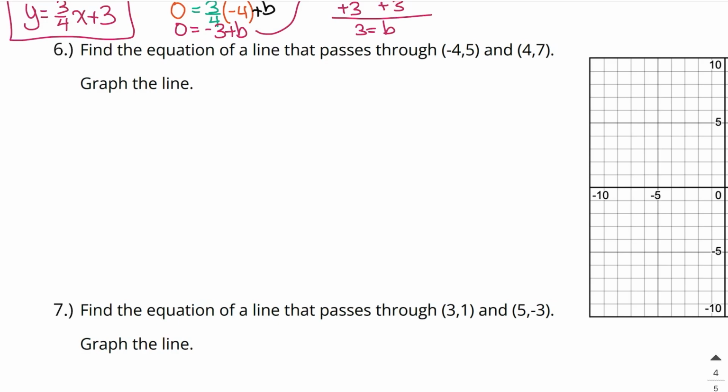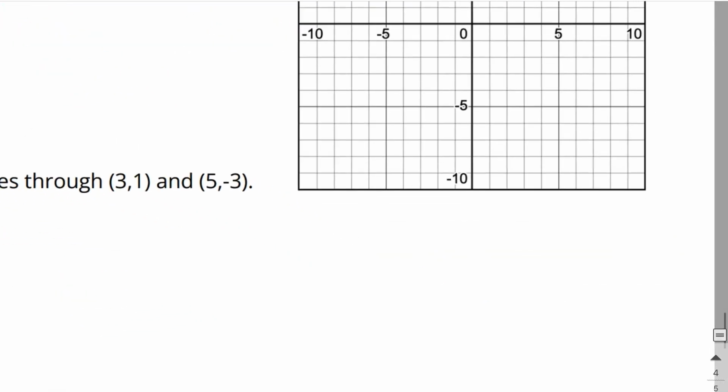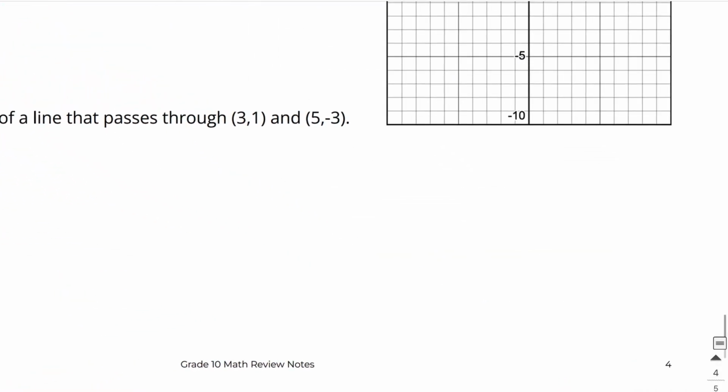So it says find the equation of a line. Same thing, I'm going to say m equals and b equals. But this time it doesn't give me a slope. So I need to remind you of a really important formula, which is the slope formula right here. Let's actually write it down underneath this graph right here.